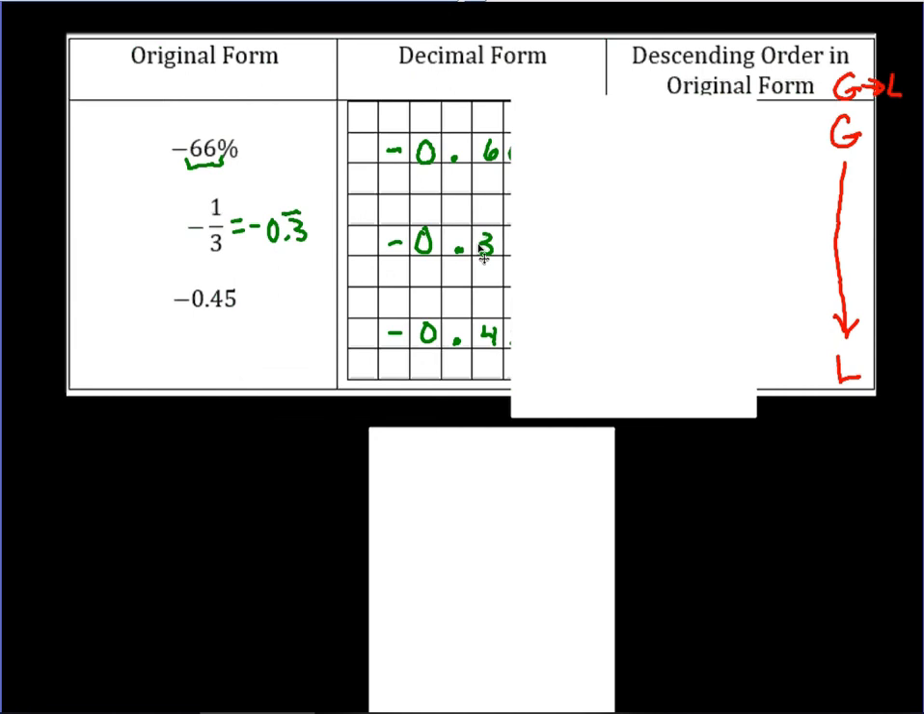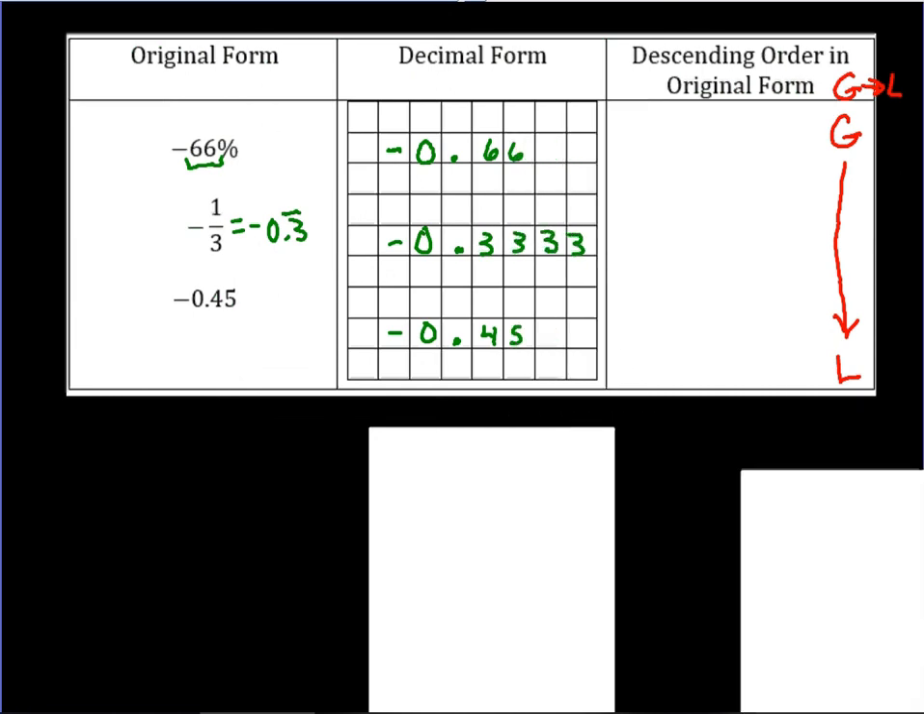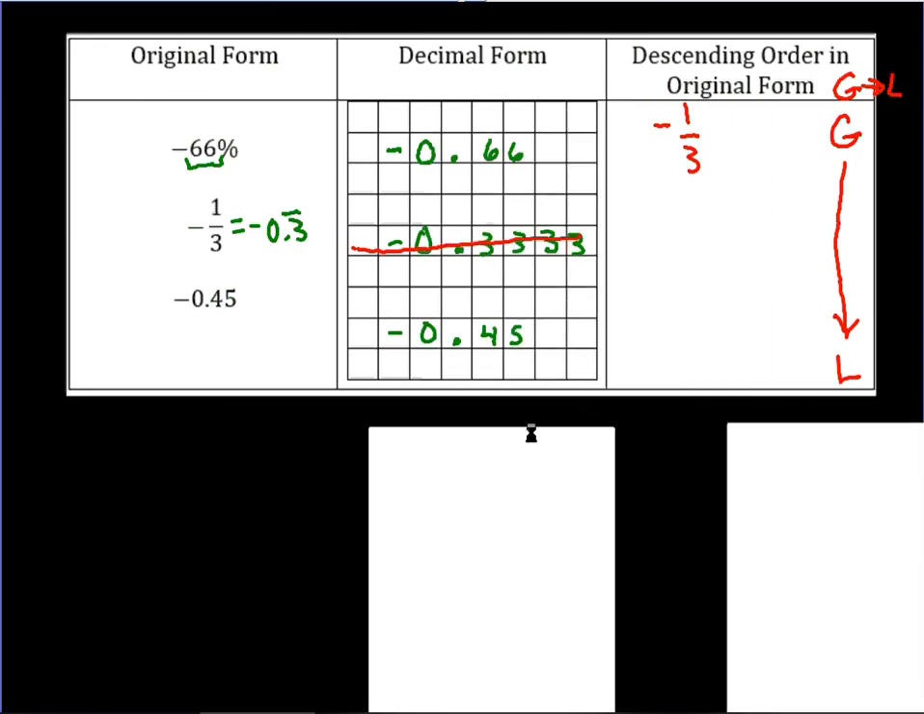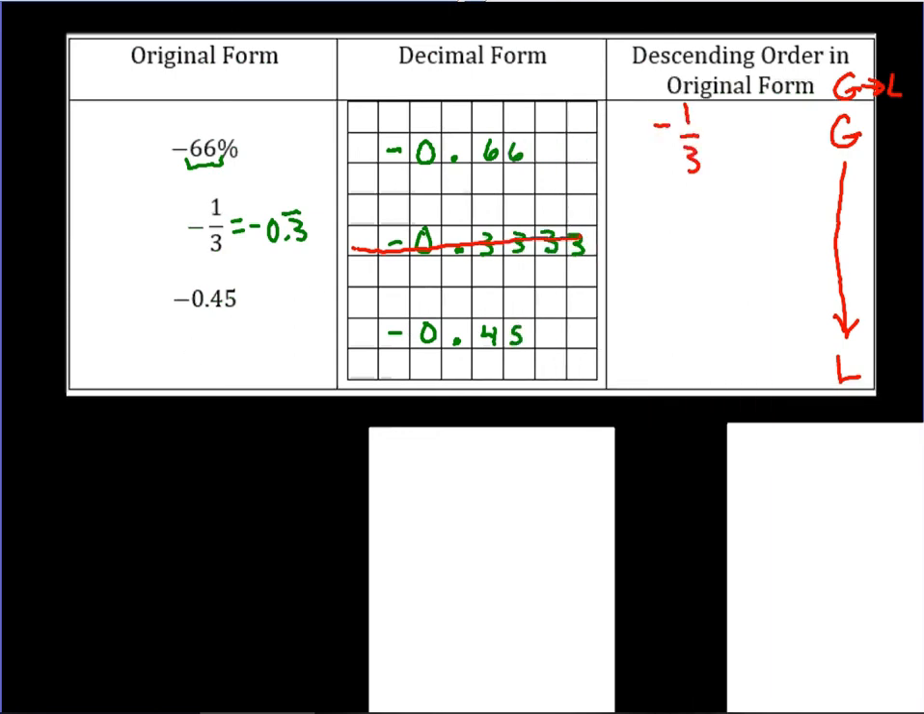And so in original form that is negative 1/3. I'm going to write that down in red. So I have negative 1/3, and I go ahead and cross that out like so. Again, using that same idea, I'm going down that thermometer. Which one would be the next step down? Well, it'll be that 0.45. So in original form that is negative 0.45, and so I can write it down.